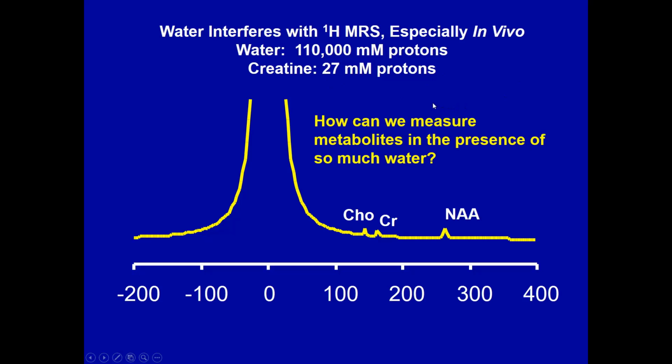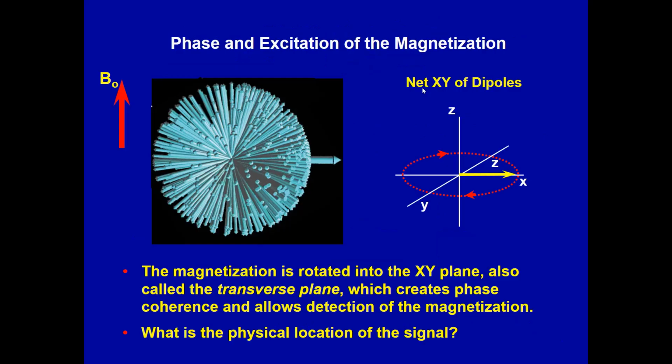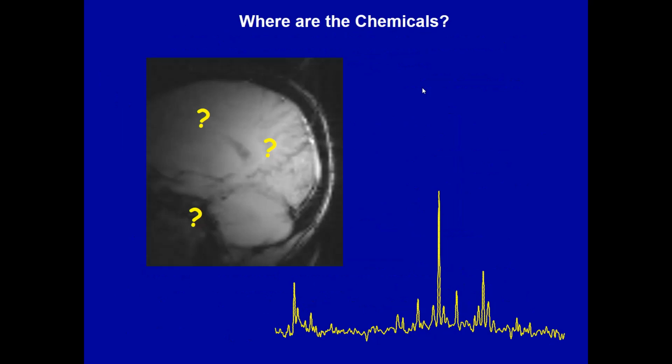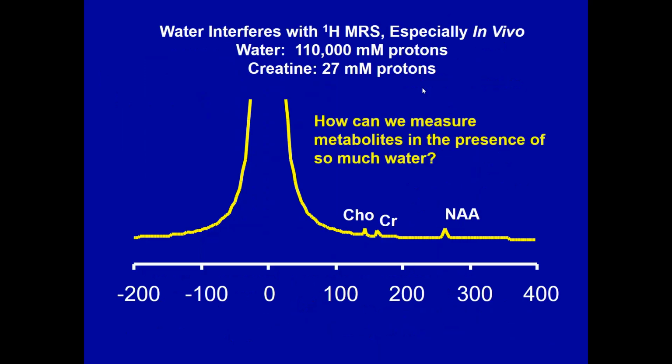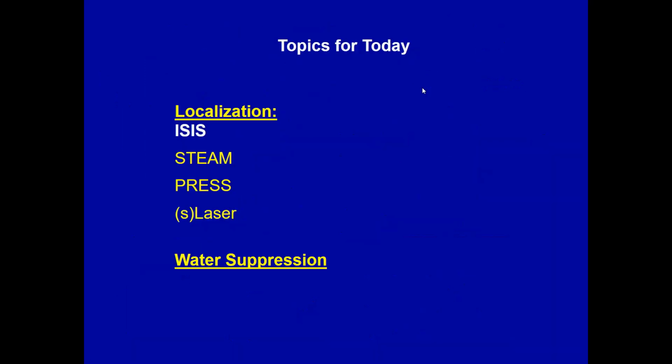How can we measure the metabolites in the presence of so much water? We have to suppress the water. So there are two challenges. We have the localization, and we have the water suppression to deal with. We'll start with localization.